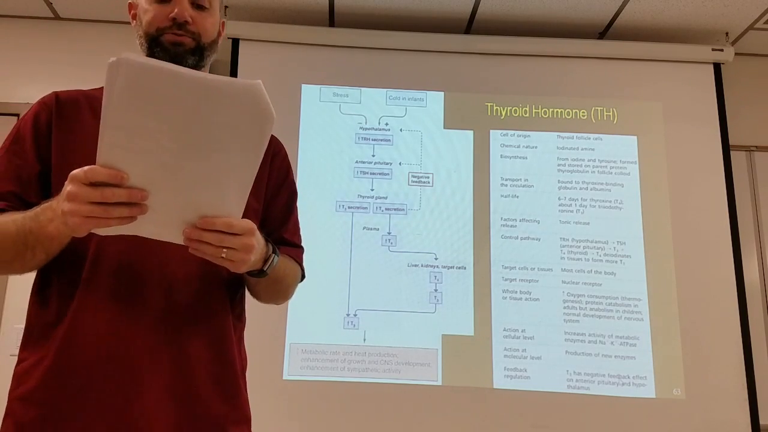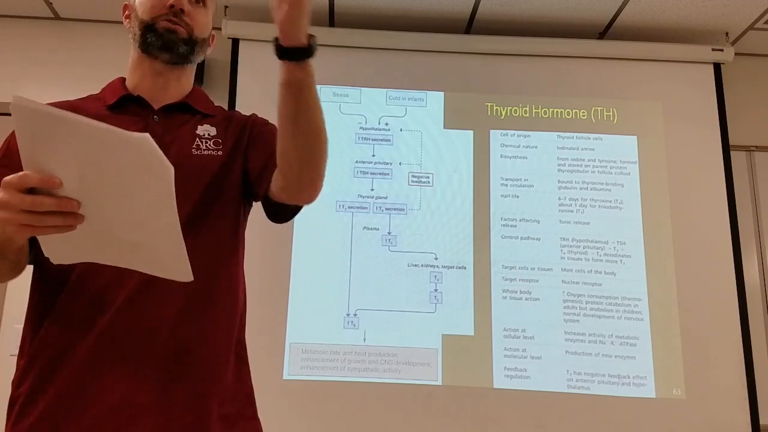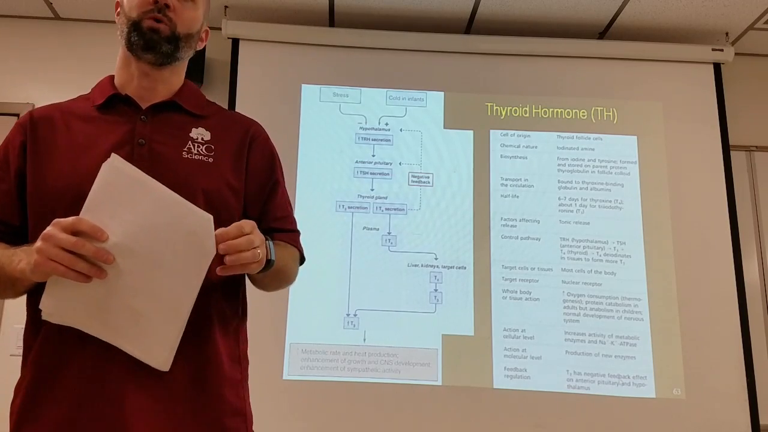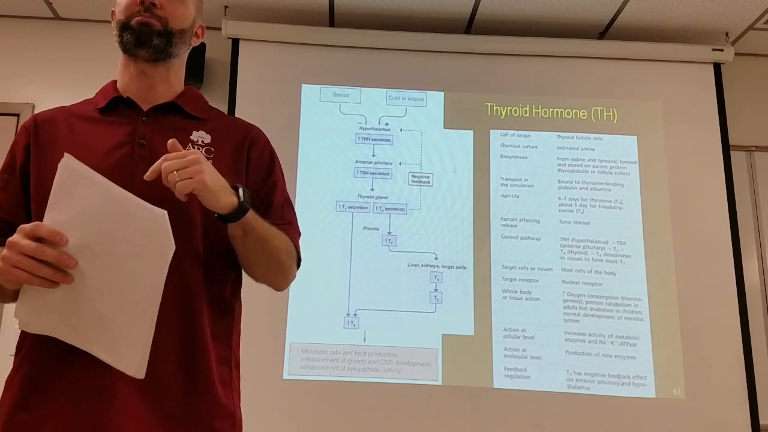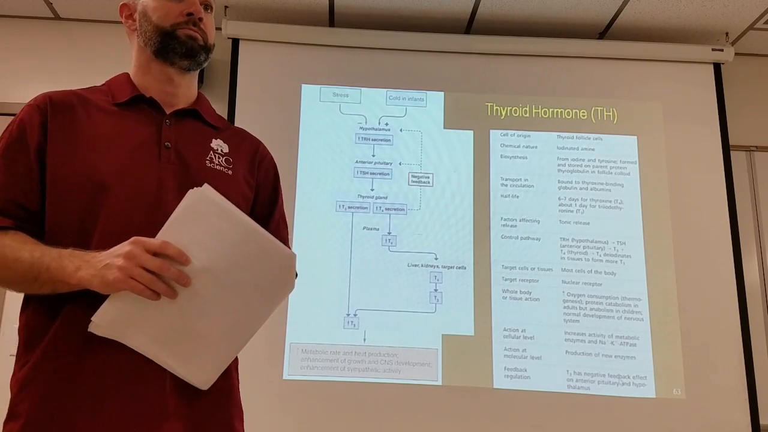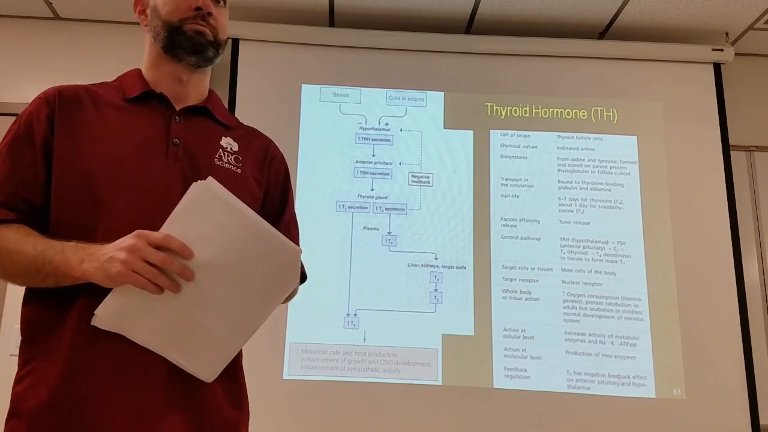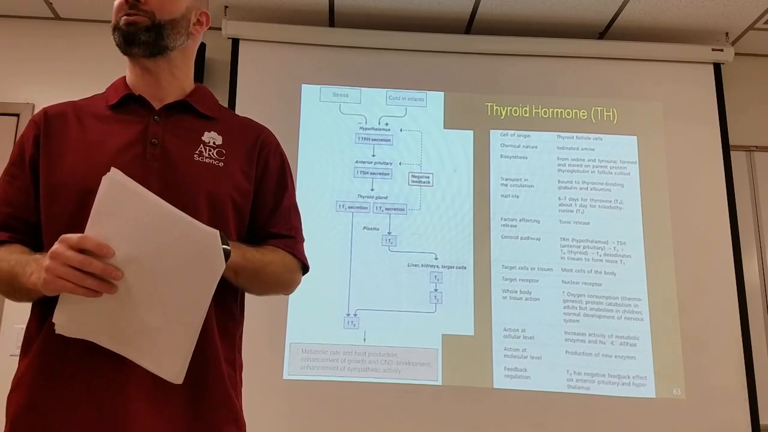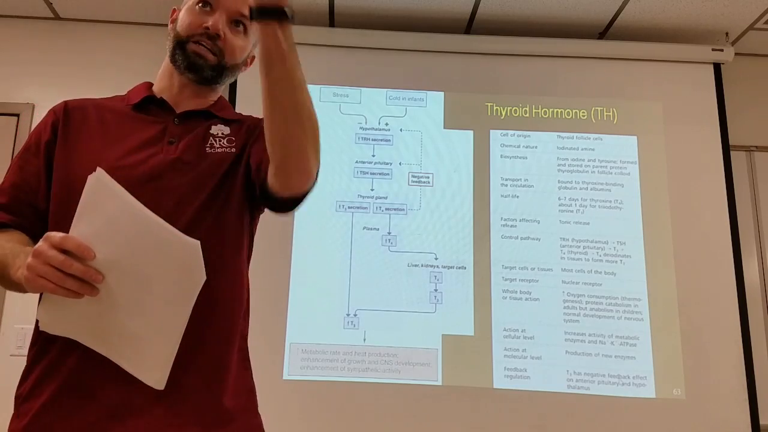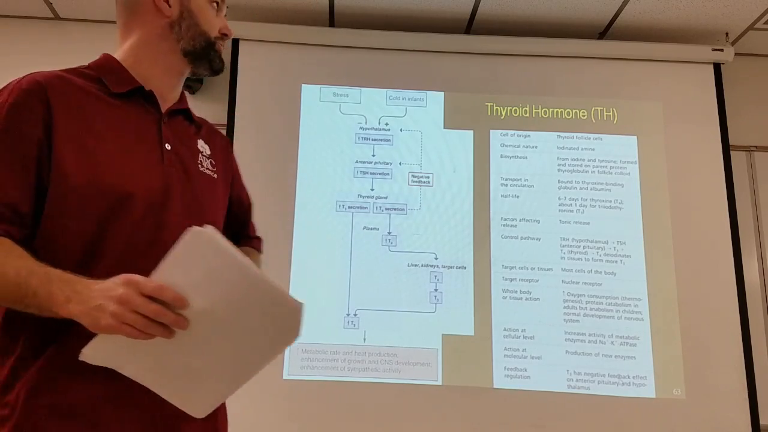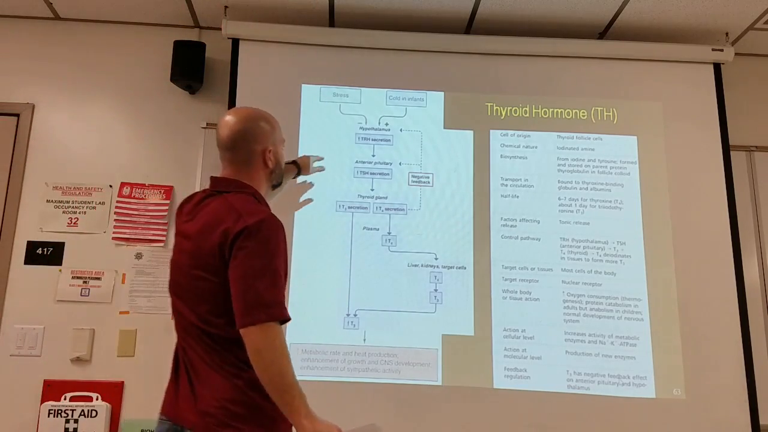Hormone actions. Well, first, stimulus. What is signaling follicle cells to secrete more thyroid hormone? TSH. Well, what's causing TSH to be secreted? TRH. Okay, so you have to go to the beginning of the pathway. What's causing TRH to be secreted? No TH.